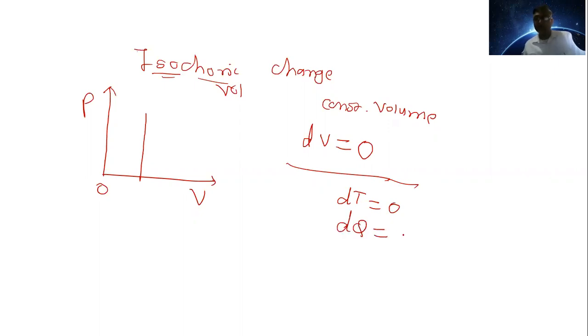dT is equal to 0. Adiabatic, dQ is equal to 0. Isobaric, dP is equal to 0. And isochoric, dV is equal to 0.